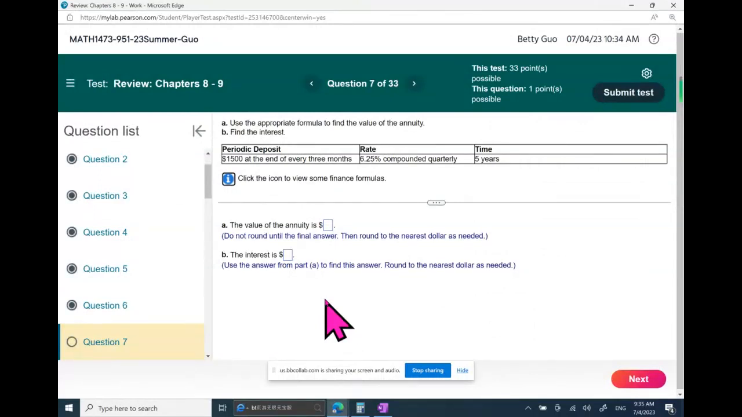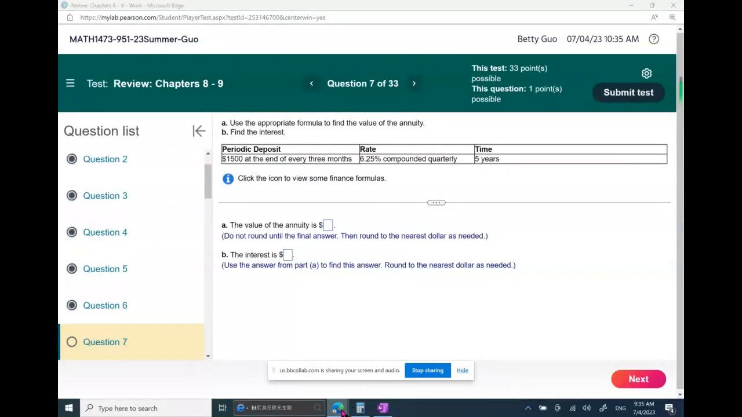Part A. What's the value of the annuity? Value of the annuity is the future value, right? Remember, the present value of an annuity always equals 0. Do not round until the final answer, then round to the nearest dollar as needed.